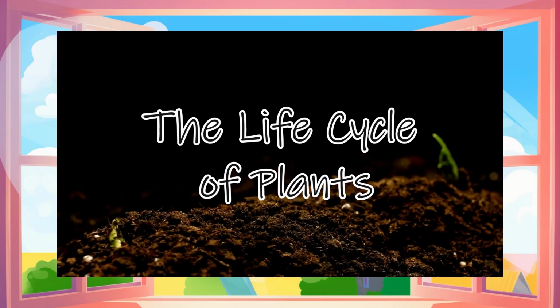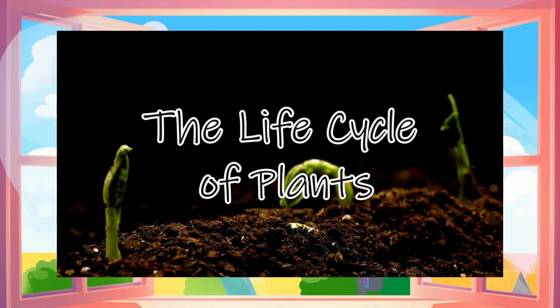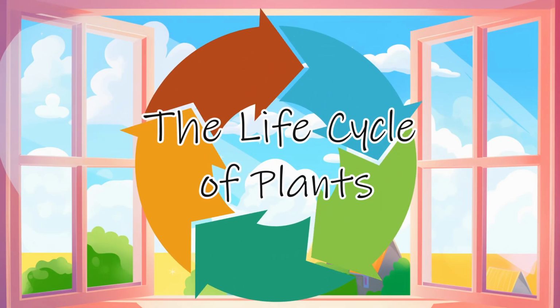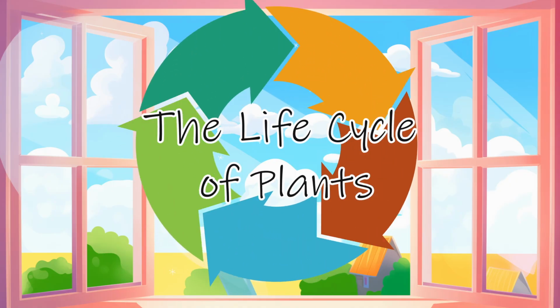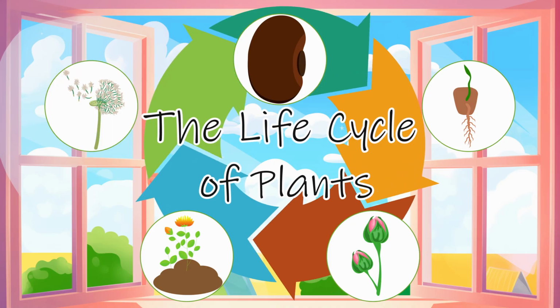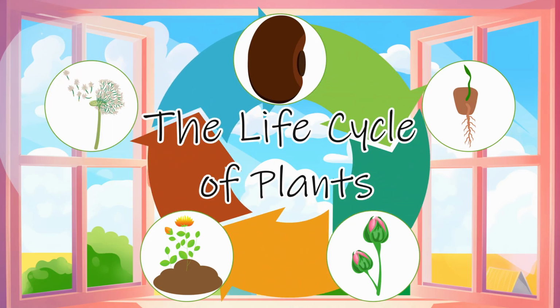The life cycle of plants is just that, a cycle. It's easy to imagine it as a wheel that goes around and around and around. On this wheel are 5 steps. Each step is a special stage that each plant needs to grow and develop into.